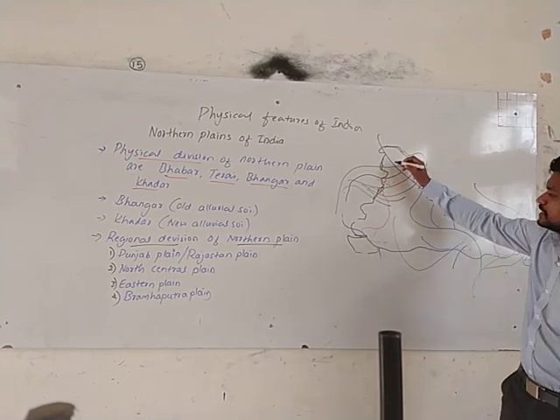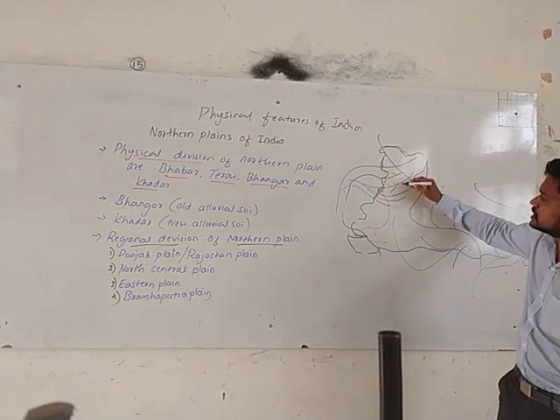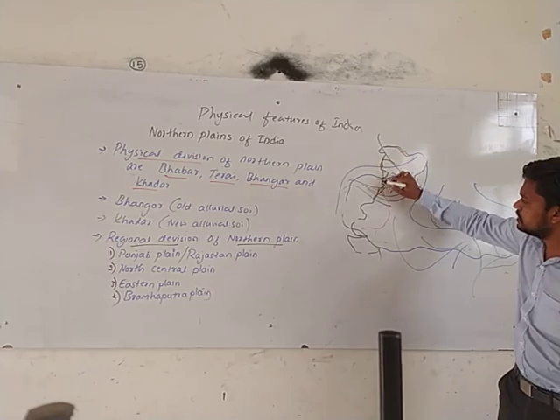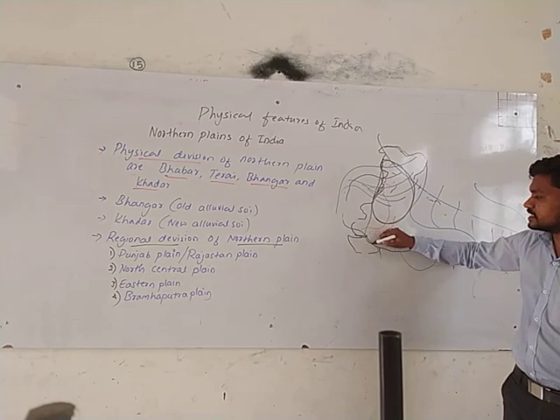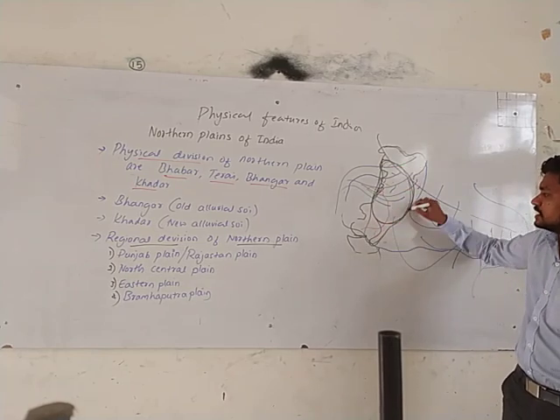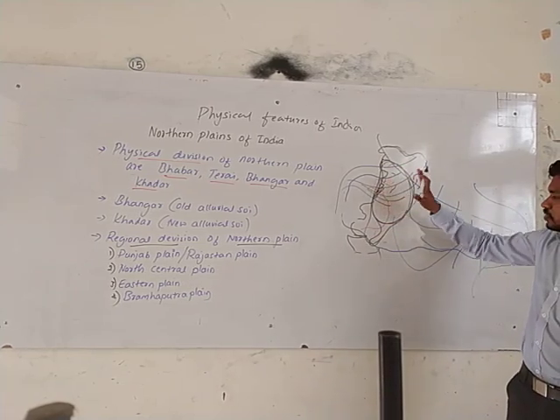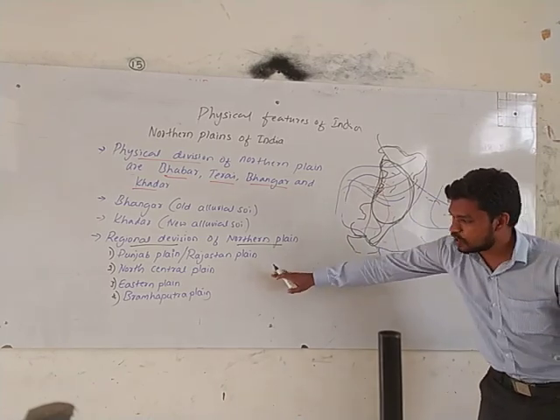One is the Punjab plain. Here we have Punjab. You may say it's a Punjab plain. It extends up to here, in the narrow zone. As you go towards the east direction, you will get the northern central plain.